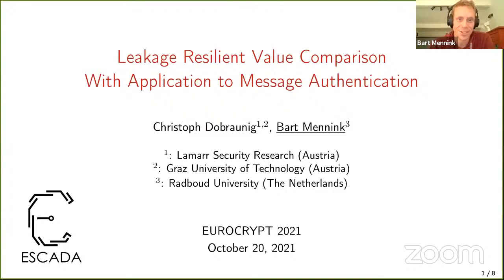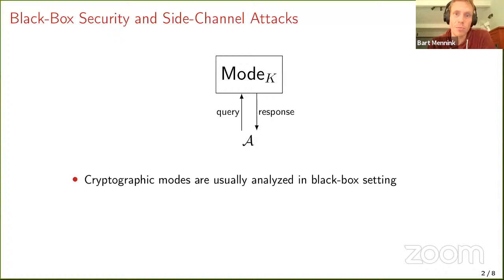Thanks for the introduction. Christoph was unfortunately unable to present. Originally he was in the schedule to present, so I will take over. Typically when we prove security in a black box model, we consider an attacker A that has access to a scheme, and this attacker can make queries and then it gets responses.